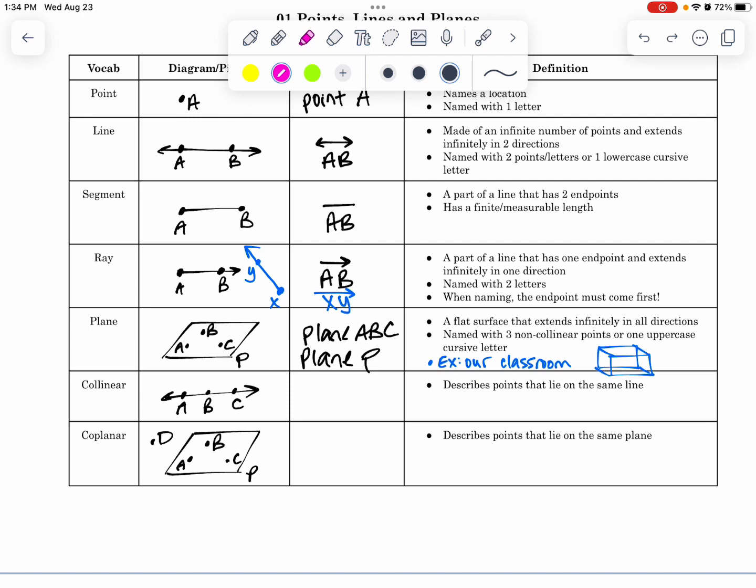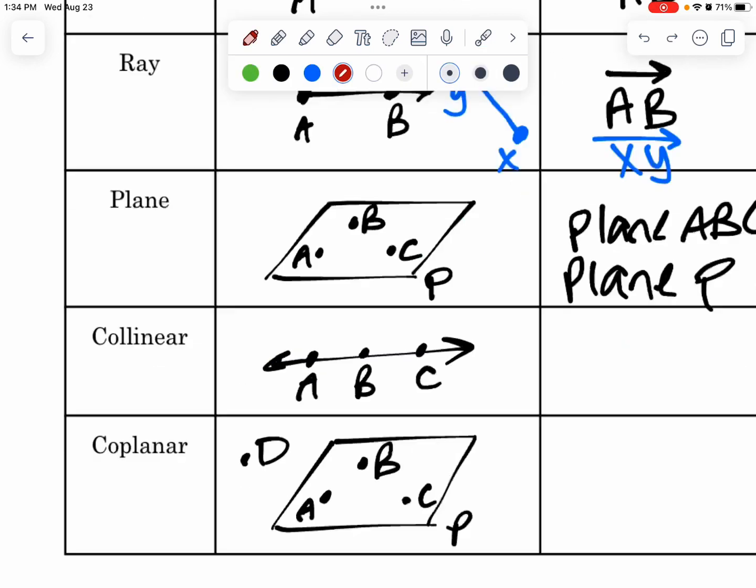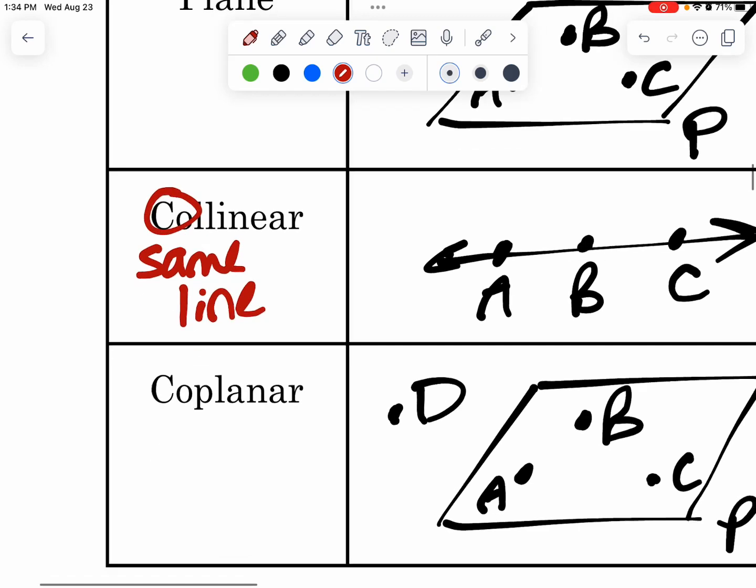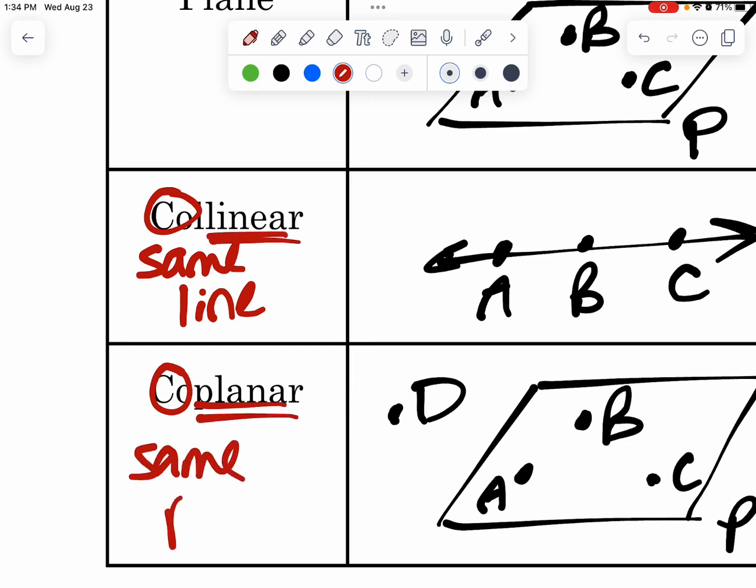Colinear and coplanar are two other vocab words, and then we're going to be done. But colinear, so co means same, linear means line. So this means that there are points that are on the same line. That's literally what the word colinear means. Same line. The word co means same. And we have the same thing down here. Co means same, but this is planar. This one is linear. So same plane.